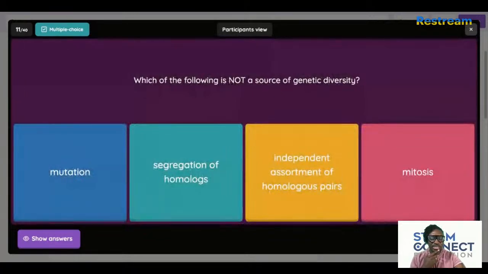Let's look at this one. Which of these is not a source of genetic diversity or the amount of genetic differences within an organism?